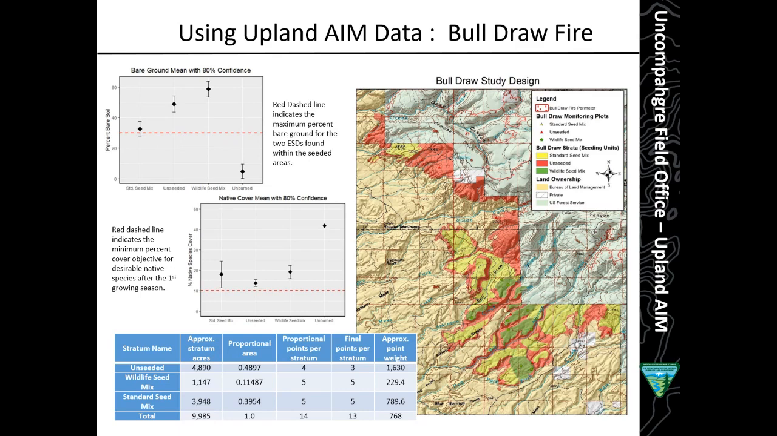We have our minimum, we have our sample size, our approximate weight, and then I used our AIM crew. They finished a little early from their regular field office monitoring design project, and we switched gears and were able to get this monitoring done. So we got 13 AIM points put in last year after we seeded the fire the previous winter. And so we were able to start to look at success, whether or not we were meeting objectives for the fire. And so the top left figure shows bare ground.